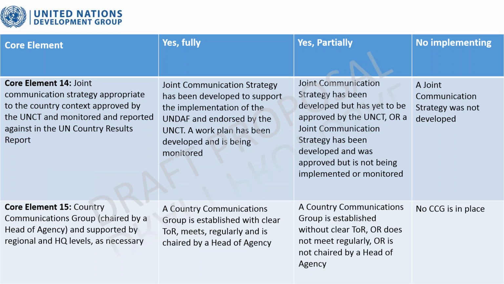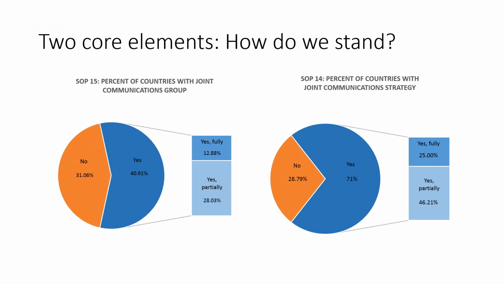In terms of the country level communications group, it is headed by a head of agency, and it brings together the focal points from UN agencies at the country level. It is marked as fully implemented if the UNCG has been established with a clear TOR, it meets, and is chaired by an agency head. It is marked as partially implemented if the country communications group is established with a clear TOR, but does not meet regularly or is not chaired by an agency head. So this is just a brief introduction into how these 2 core elements are measured from the perspective of the information management system.